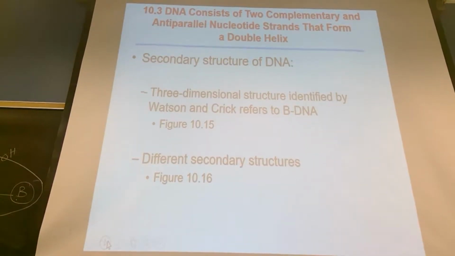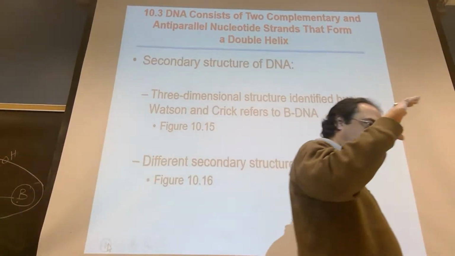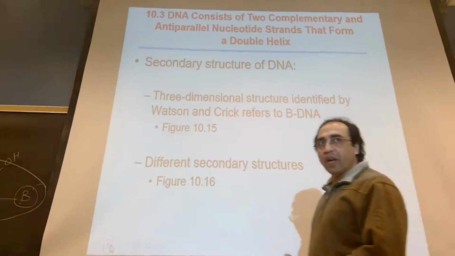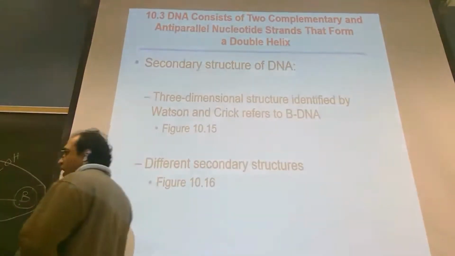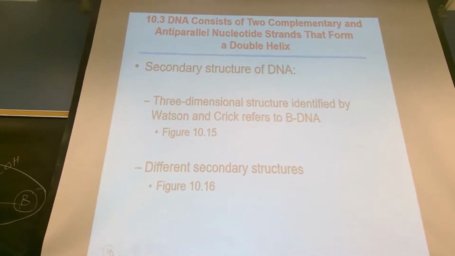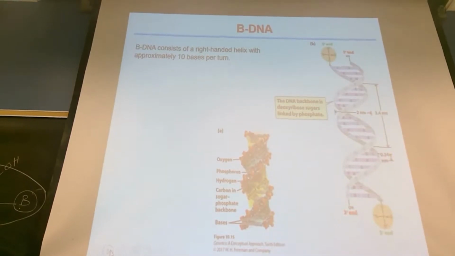Now, based on this structure, we have three types of DNA: one is called aDNA, one is called bDNA, and one is called zDNA. Generally, the most common DNA, what Watson and Crick described, is called bDNA. Okay? bDNA is something like that.